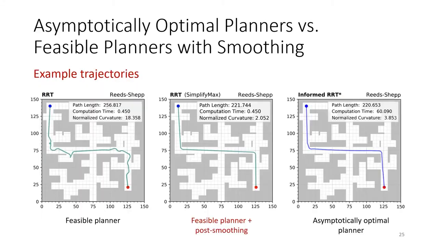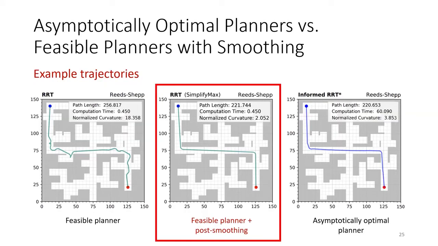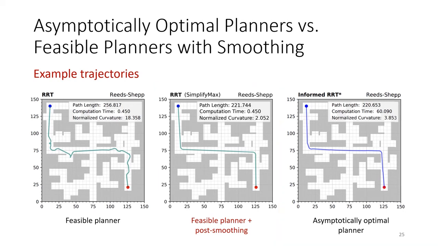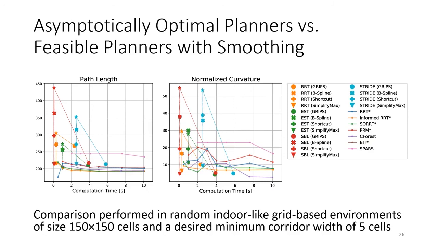In these figures, we can see that feasible motion planning with post-smoothing can indeed outperform asymptotically near optimal motion planning algorithms in both planning efficiency and the resulting path quality. For example, RRT using the post-smoothing algorithm Simplify Max, shown in the center, achieves a smaller path length, and about the same normalized curvature, after less than 1 second, while informed RRT star, shown on the right, finds a solution after 60 seconds.